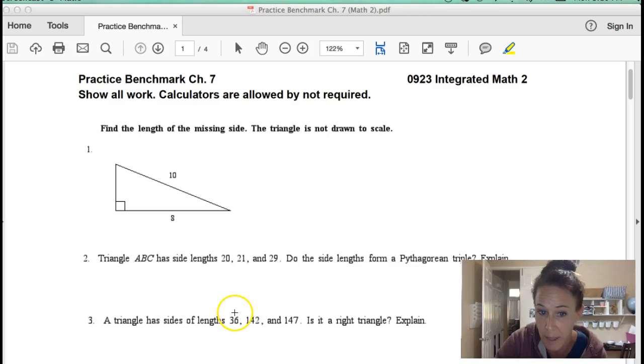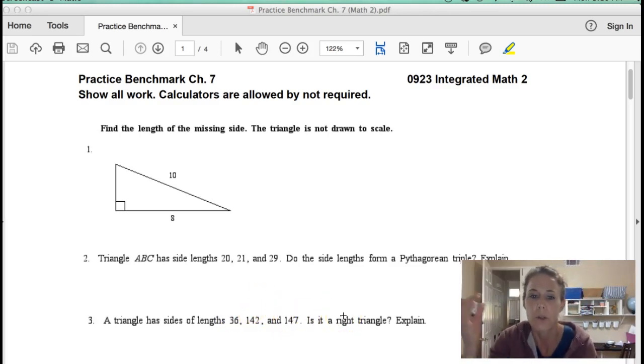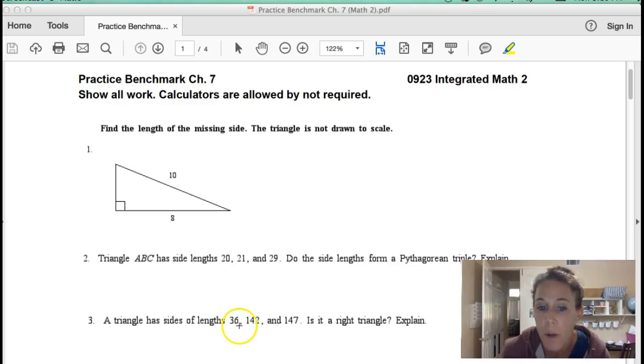A triangle has these side lengths, 36, 142, 147. Is it a right triangle? So I just checked to see if I had a Pythagorean triple in that triangle. Now I just need to see if it's a right triangle. Well, once again, I'm going to plug it in and see if it forms a right triangle in the Pythagorean theorem. So I'm going to say 36 squared plus, my longest side is 147, so that will be my hypotenuse. So 36 squared plus 142 squared, does that equal 147 squared?